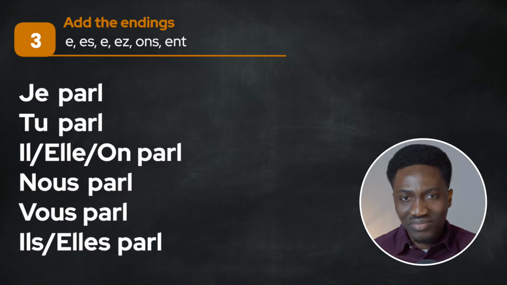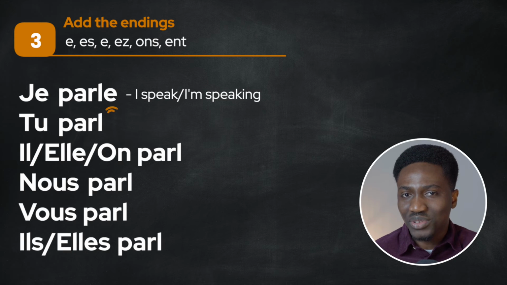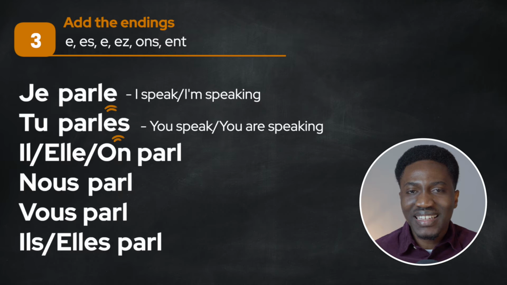Okay, so for je, just add E to the root. Okay, so we have je parle. For tu, it is ES, so just add ES. So you have tu parles.